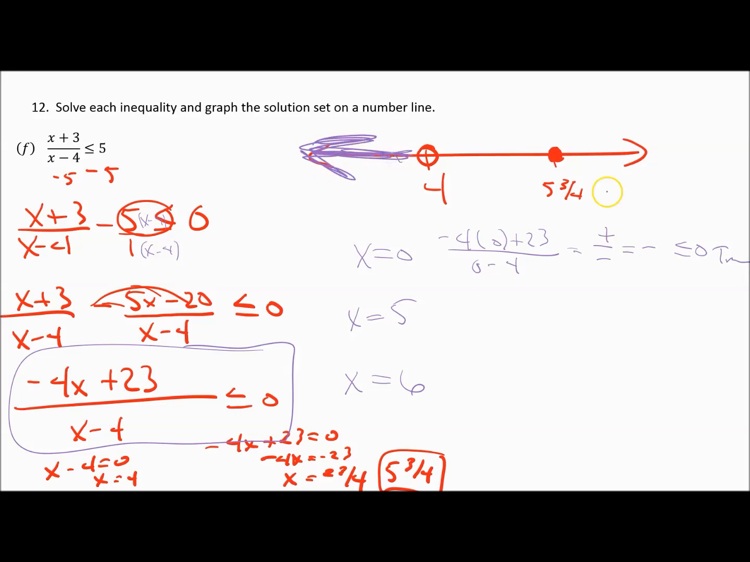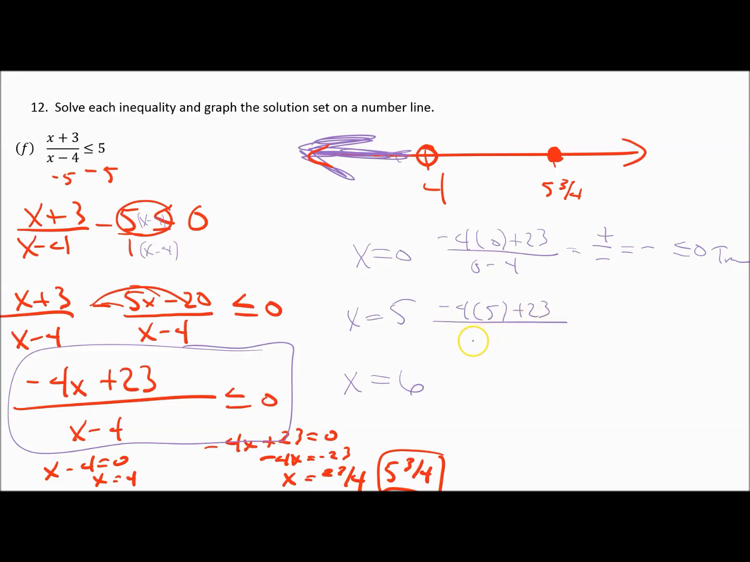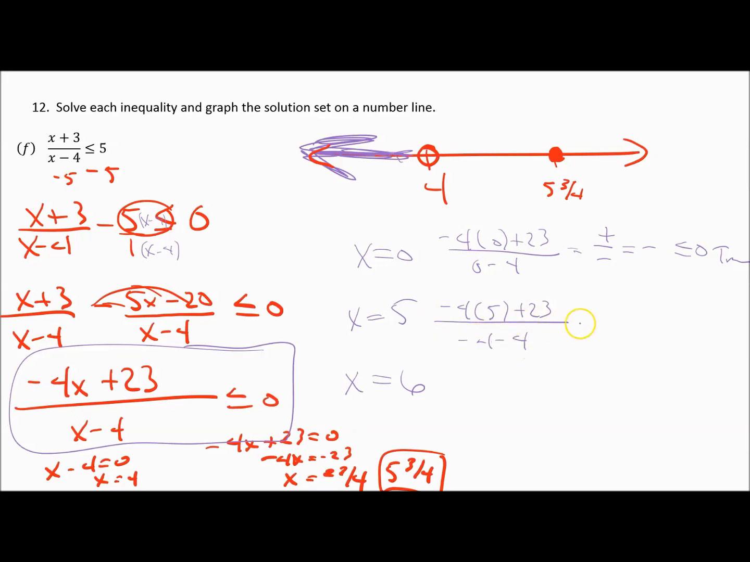Now I'm going to check a number between 4 and 5 and 3/4, and 5 was the winner. So negative 4 times 5 plus 23 divided by negative 4 minus 4. That gives me a negative in the denominator and a positive in the numerator. That's equal to a negative number, which is less than or equal to 0. That's a true statement.